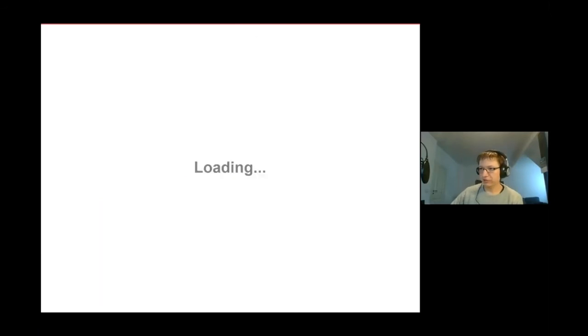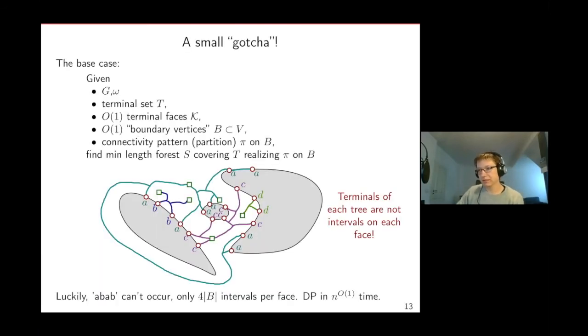But what you can observe is that still these labels will not be completely arbitrary. So for example, you cannot have label A, then label B, then label A, and label B again somewhere in the sequence on a given face. So what you can show is that you will have only constantly many distinct intervals on each terminal face. So one tree could have several intervals on a face, but overall the number of intervals on a face will be a constant.